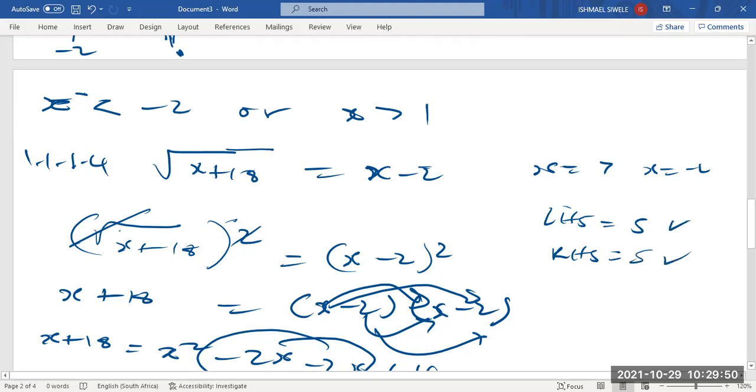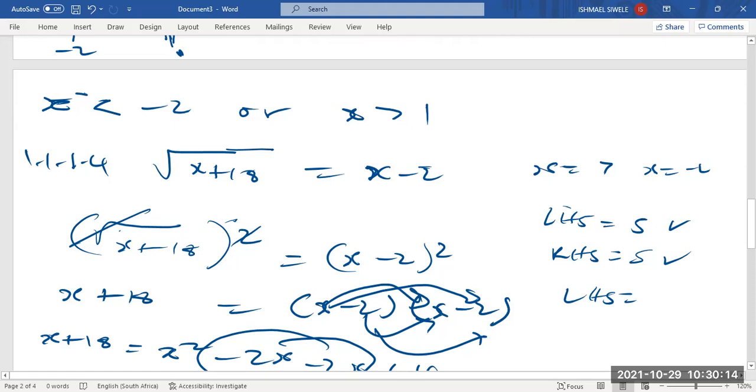Now let's put negative 2 and see what we get. If I put negative 2, what am I getting? I'm getting 4 on my left hand side. Just know there's the left hand side and the right hand side, and the right hand side must be equal to the left hand side.